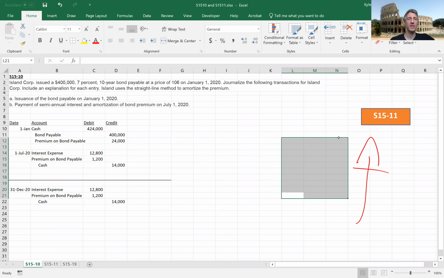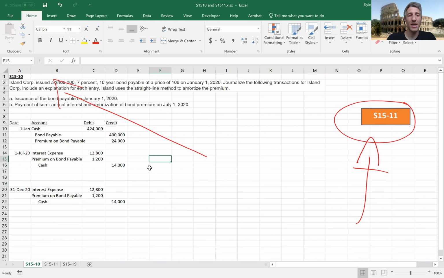Now, you might be wondering, Kyle, what the heck is going on? You just said S15-11, but what you have over here is the problem for S15-10. And you're right, often I don't know what's going on, but in this case, this is intentional.